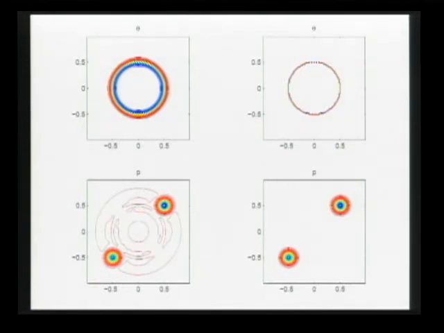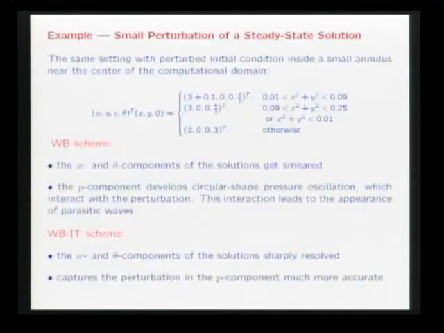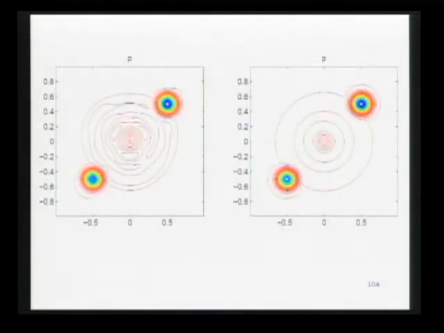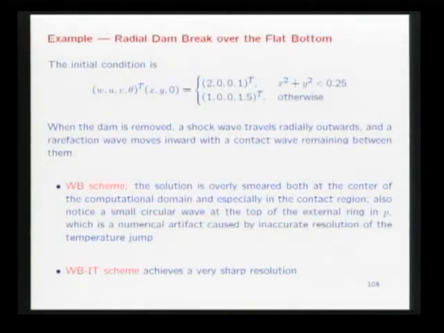incorporate this interface tracking technique, then the contact discontinuity is really spread and you have some parasitic waves. While if you use the well-balanced scheme with the interface tracking technique, then the resolution is very sharp. The same thing happens if I introduce some small perturbation of the steady state. You see here it's nicely propagated, and here it is pretty bad. It's damaged by the artificial waves.